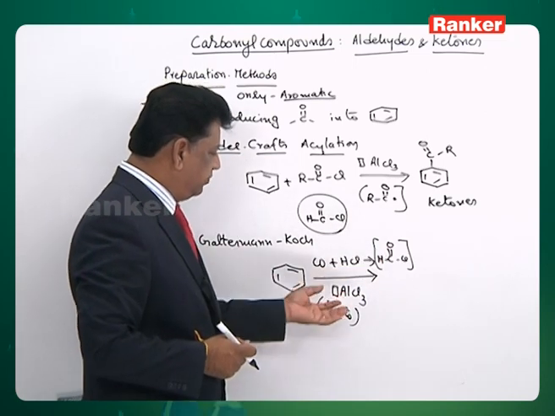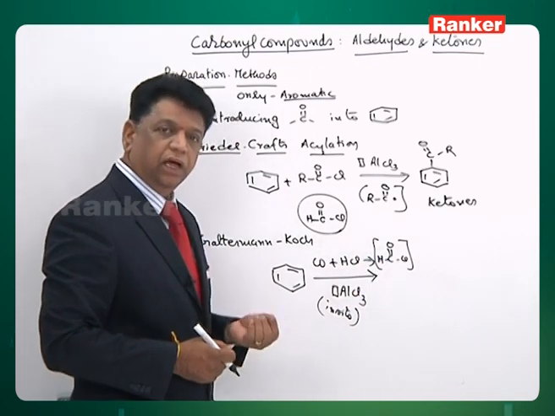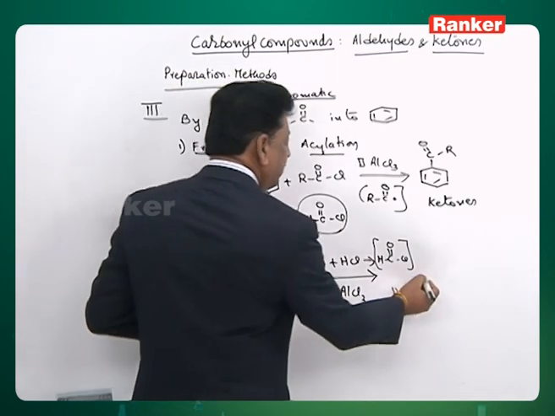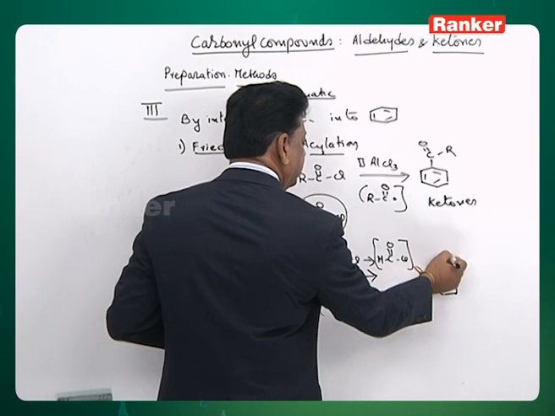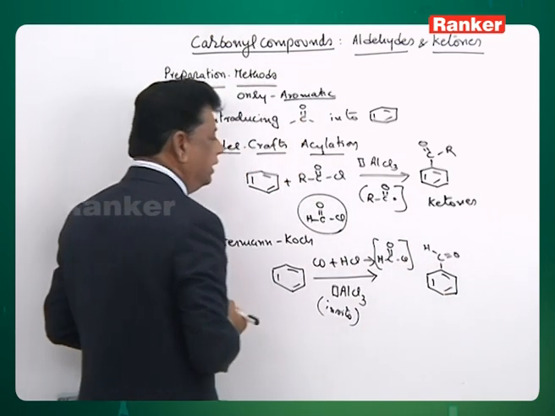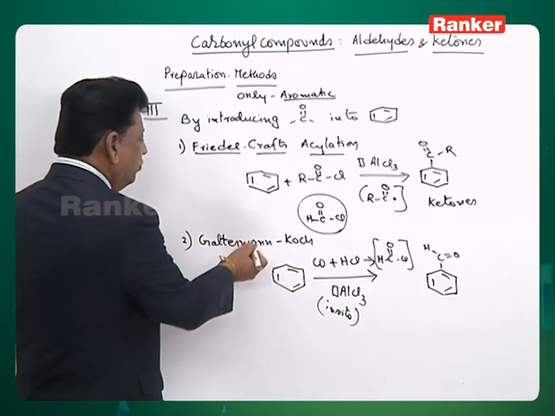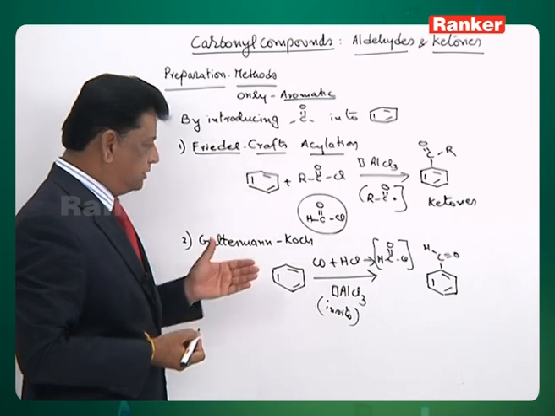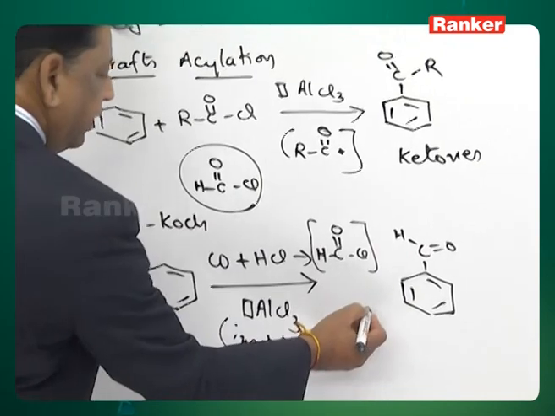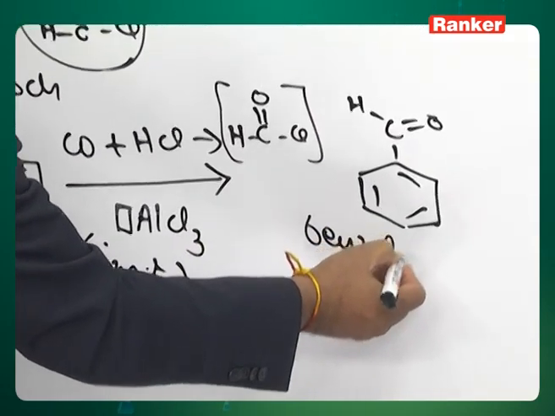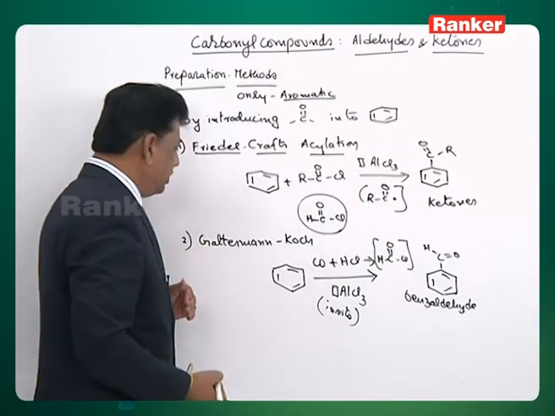The same mechanism: aluminum chloride will hold the Cl minus and generate, say, a formyl carbocation, which will attack and enable us to prepare the aromatic aldehyde, that is benzaldehyde. This is what they have shown, they have successfully explained this method. What they accepted was not possible, but Gatterman Koch proved that benzaldehyde can be prepared by this method. So, the credit goes to the scientists Gatterman and Koch.